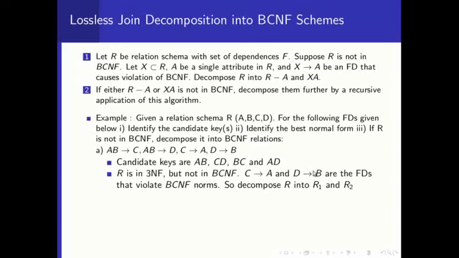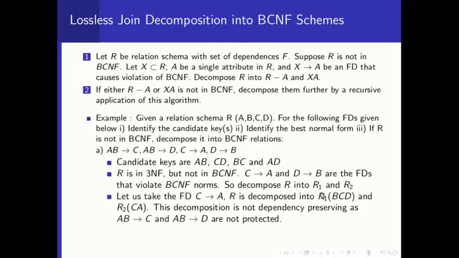Let us take C determines A. R is decomposed into R1, BCD, as well as R2, AC. This decomposition is not dependency preserving, as AB determines C is not being protected. Now, what does the algorithm say?